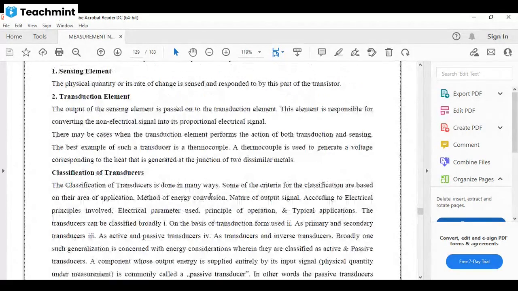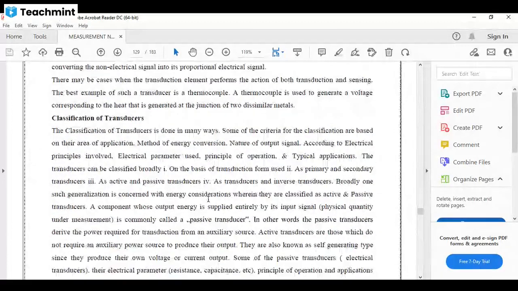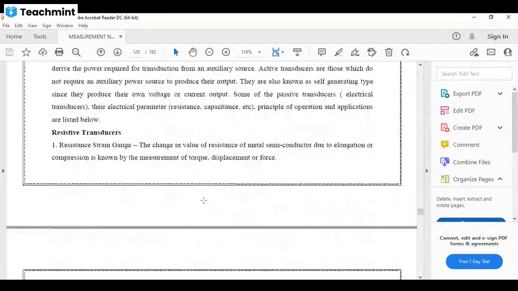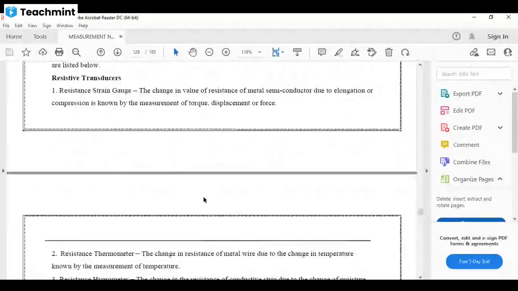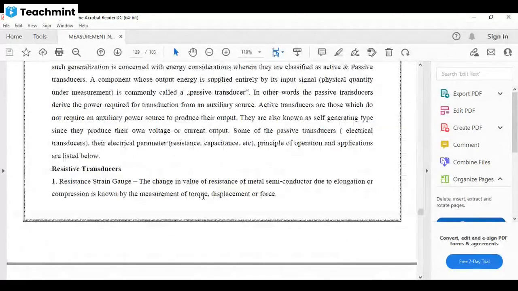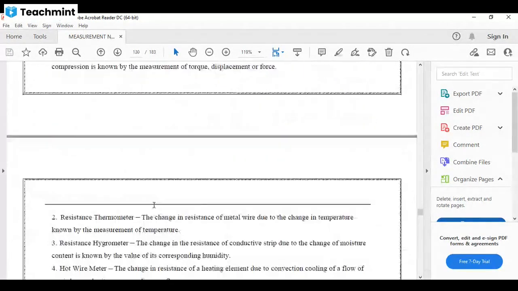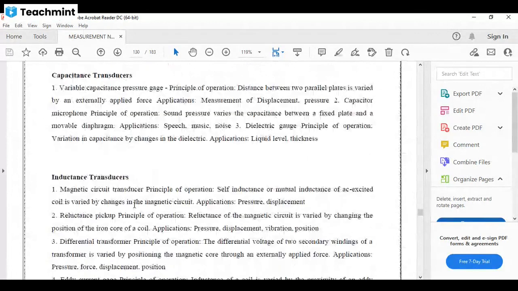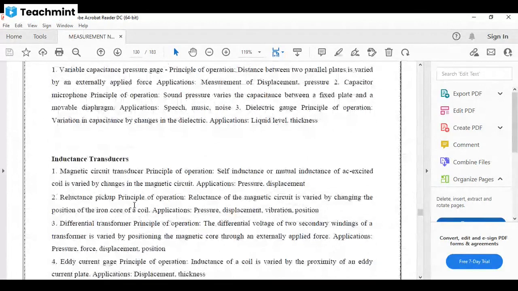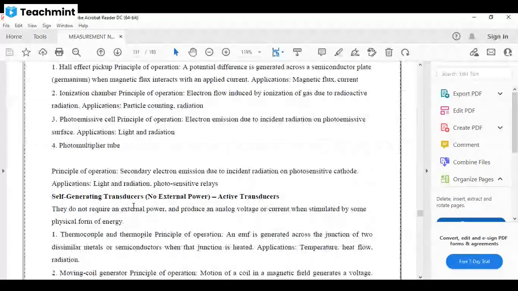And the classification of transducers I already discussed. There are active, passive, primary, secondary, and analog or digital. Now, according to their principle of operation, transducers are listed below as resistive transducer, capacitive transducer, inductive transducer, and voltage and current transducer.